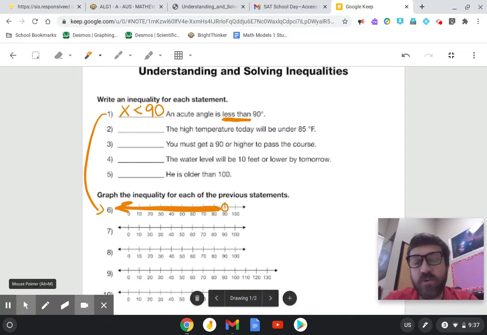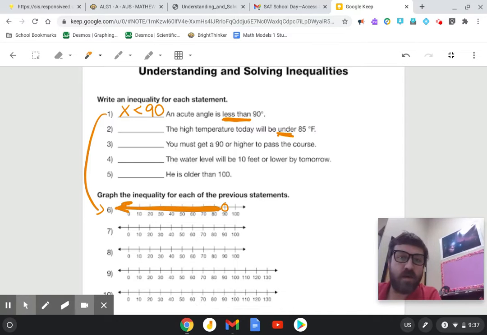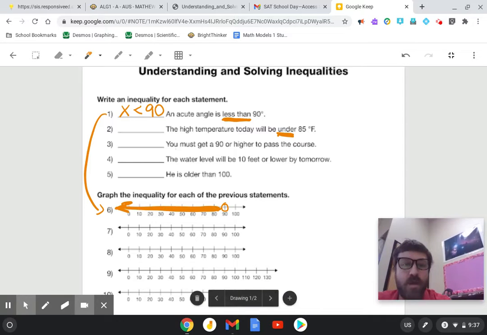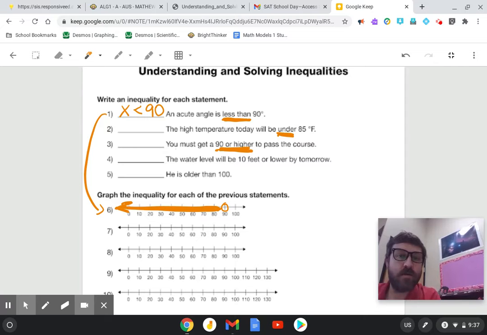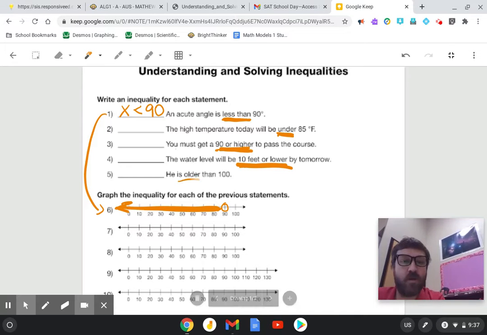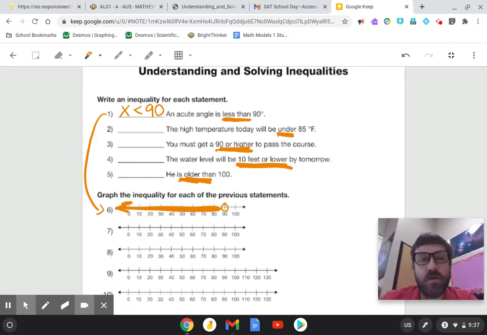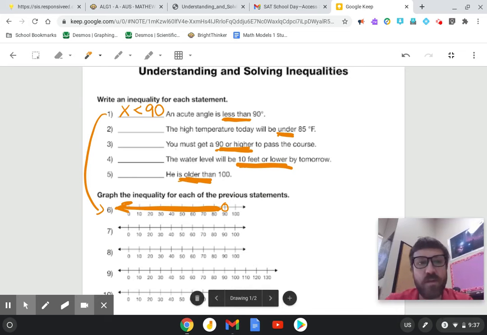So these are what your answers should look like for each one of these questions. Like on the second one, the high temperature today will be under 85. That's your keyword. And then you graph down below. You must get 90 or higher. The water level will be 10 feet or lower. And then he is older than 100. So those are your kind of key phrases in each of those. You need to write the inequality statement like you see here in number 1, and then graph the answer in the second part. So that's one major concept from this lesson.